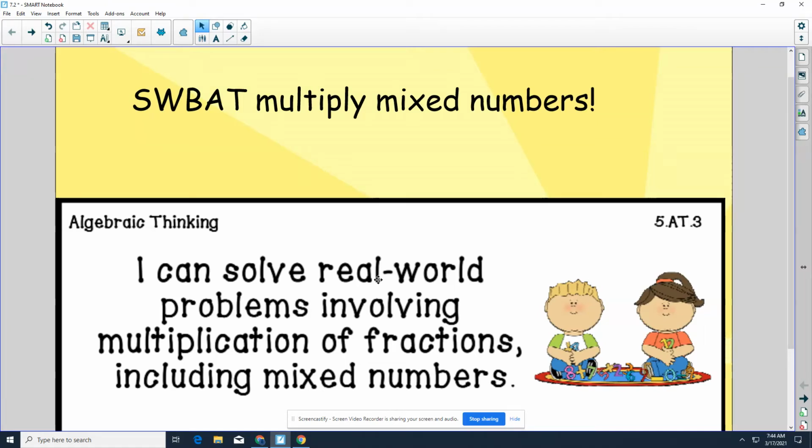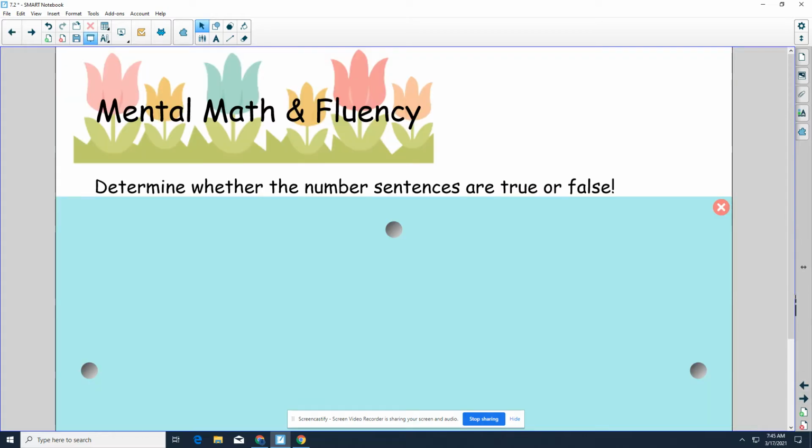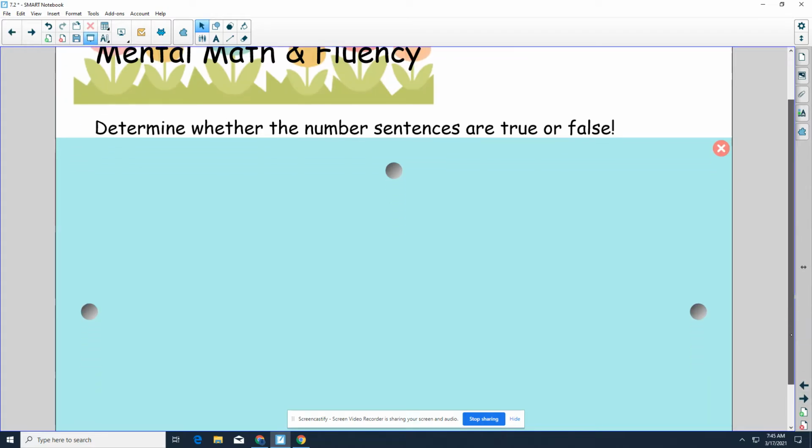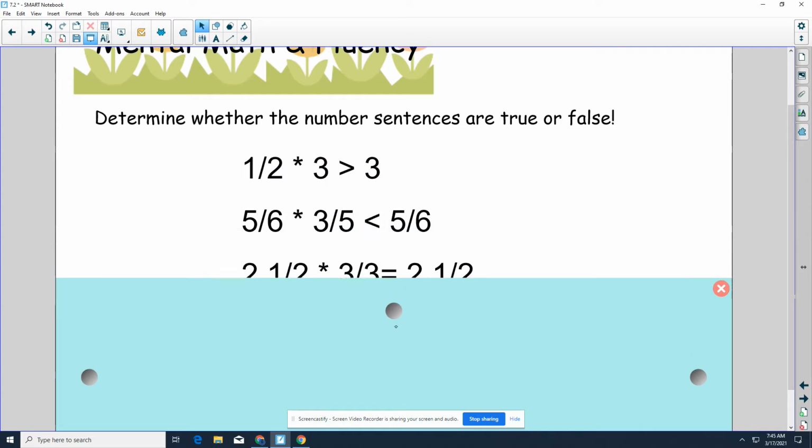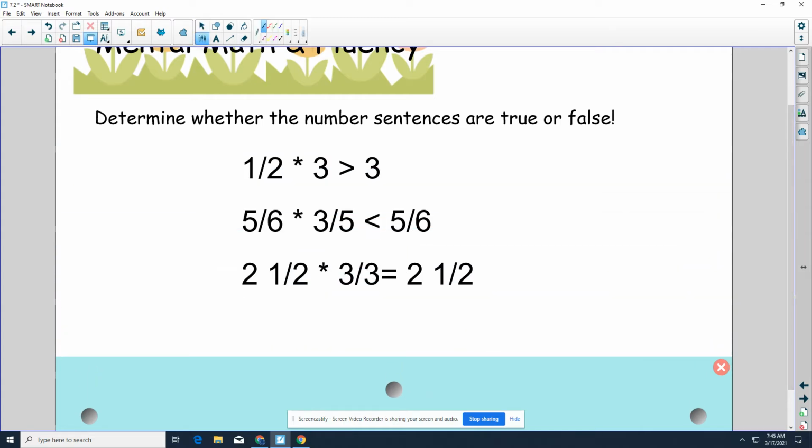Okay, today we're going to work on 7.2, multiplying mixed numbers. So our objective today is to be able to solve real-world problems using multiplication of fractions, including mixed numbers. For our mental math to get started, we're going to determine whether the number sentences are true or false. So let's look at each one here.